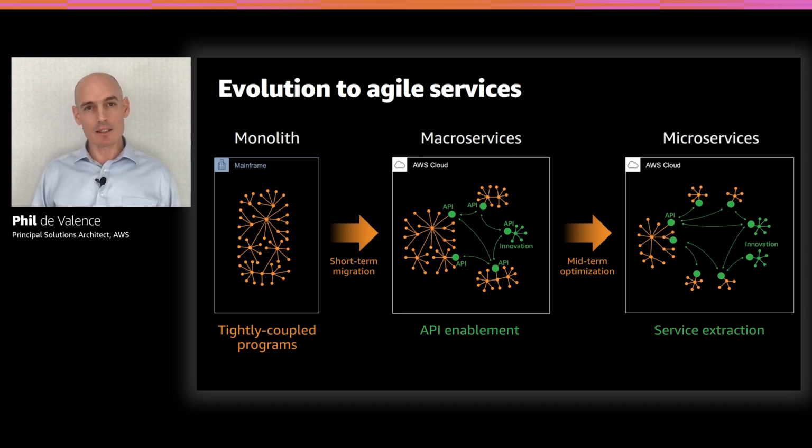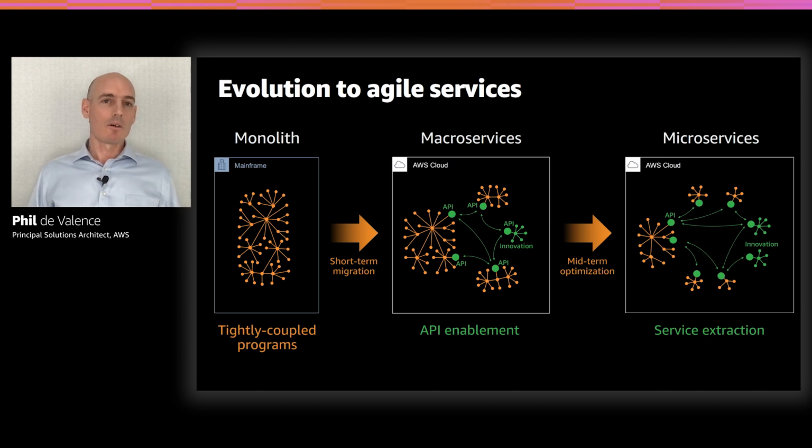The second phase is an optimization of some services into microservices. But in this phase, only some services, not all services, are optimized into microservices. We only extract microservices when and where it makes sense.